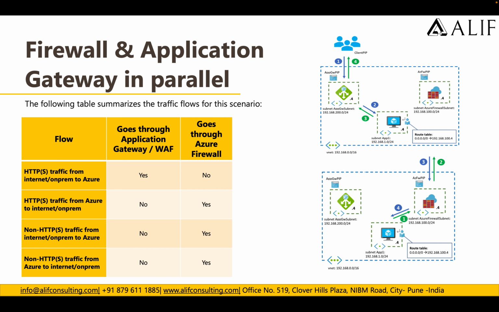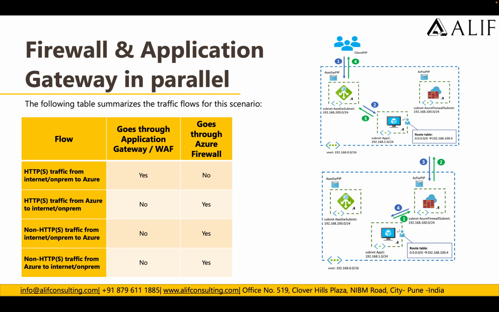In this case, how is the flow going to be? The application gateway sends the request to the VM, and then the VM sends the response back to the application gateway, and from there the response goes out for HTTP traffic. For any other kind of internet traffic, the VM will send the traffic to the firewall.